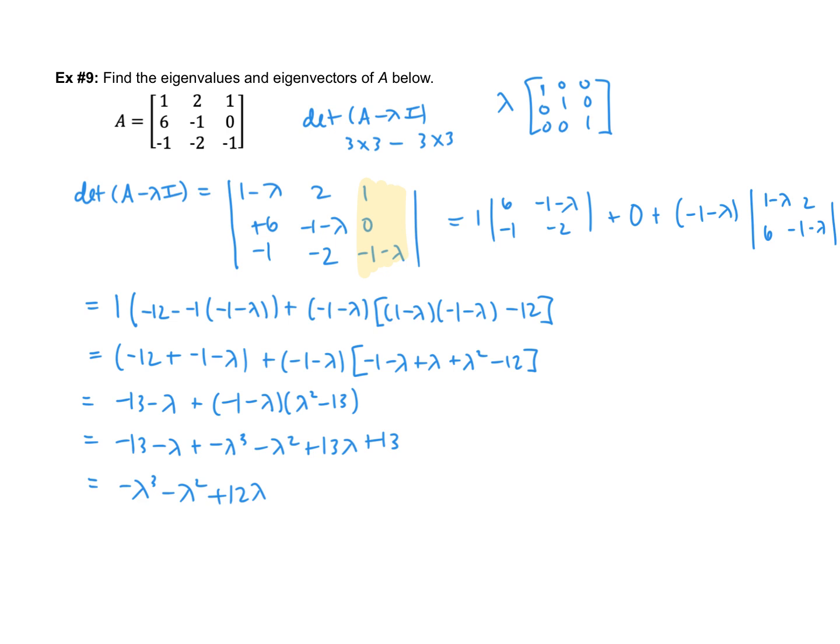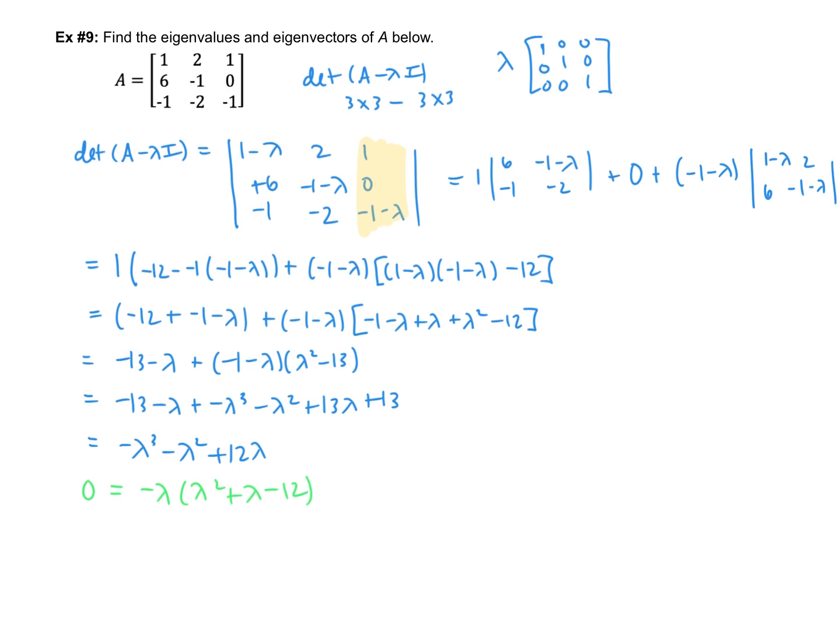So now if we remember, we want this matrix here to be singular, so we want its determinant to be 0. So we set this equal to 0, and at the same time I'm going to factor out a negative lambda, which leaves me with lambda squared, add lambda, subtract 12. So doing a little more factoring, I'm going to end up with lambda add 4 and lambda subtract 3. So finally, we get eigenvalues of 0, negative 4, 3. Now, that is the first part of the problem.